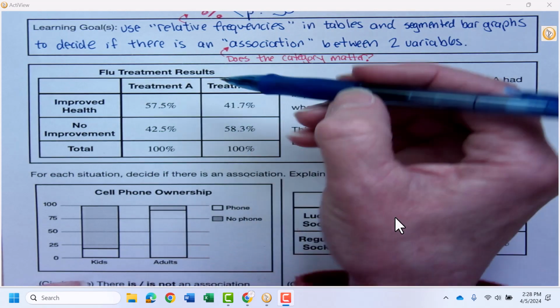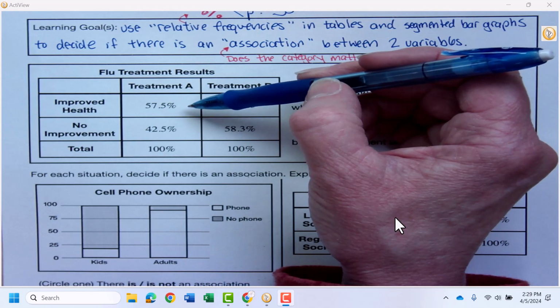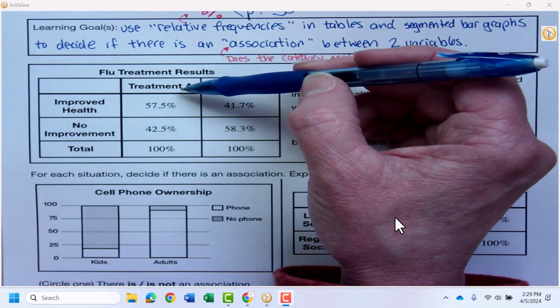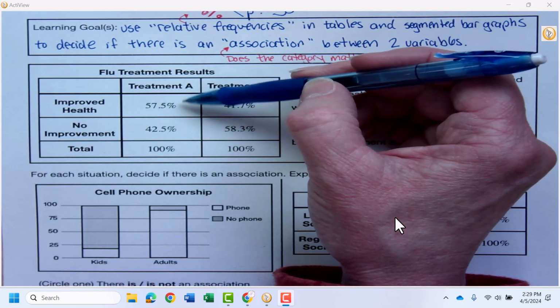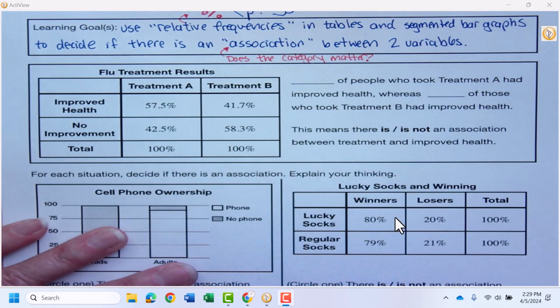So when I ask myself in a moment, does it matter which treatment you get? I'm going to say yes. If I had the flu, it sure matters to me. I want to have a much better chance of improved health. So let's come over here and fill in some information.